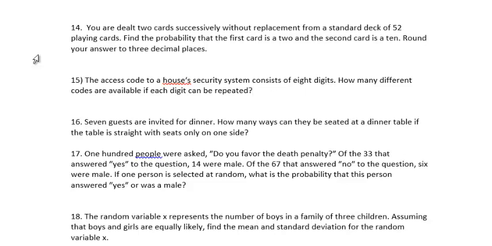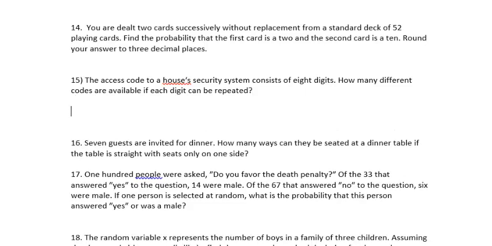Because each time there's a 1 in 10 chance. Each time you can pick a different digit. So it's 10 to the 8th, because there are 8 digits in the number, and there are 10 possible digits for each one. For each digit, there are 10 different possibilities. So it's 10 to the 8th power, which is a 1 followed by 8 zeros, and a 1 followed by 8 zeros is 100 million.